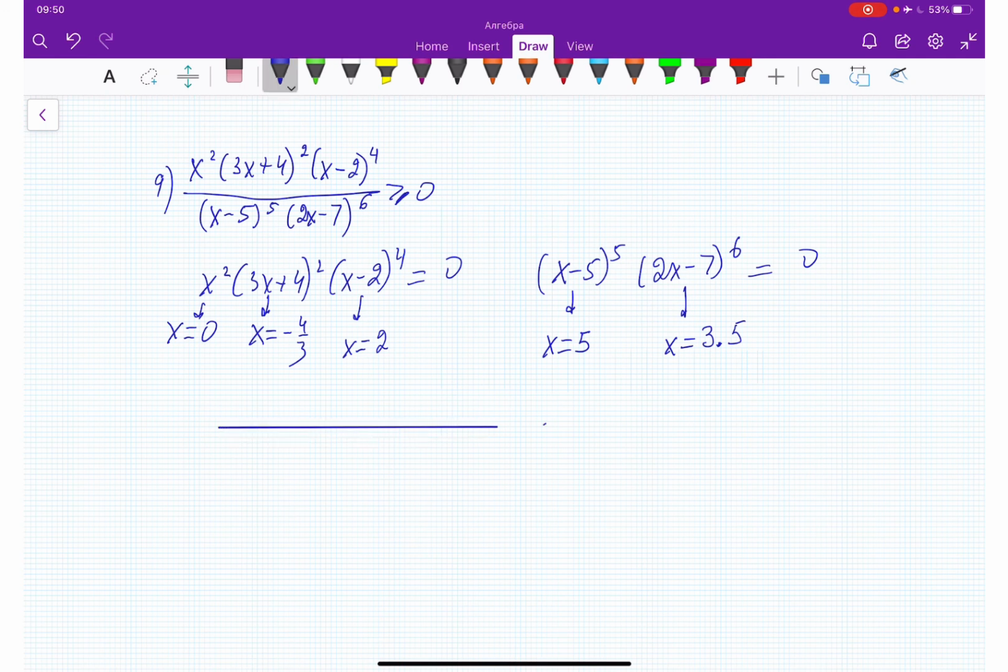All right, we have solid, negative 4 over 3, solid, 0, solid, 2, and then comes an empty circle, 3.5, and then another empty circle, 5.